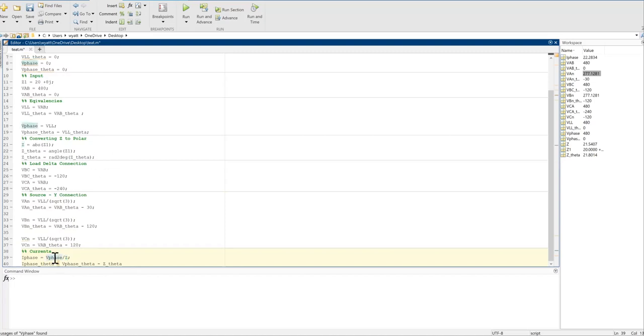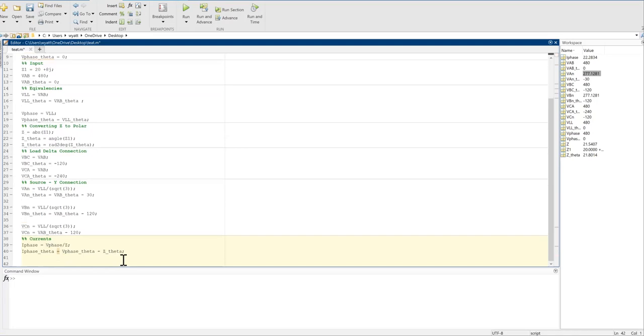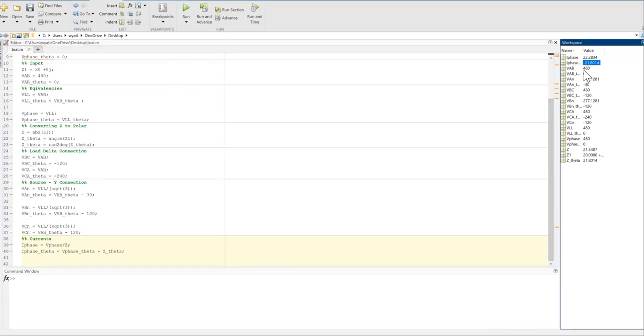So in this case, normally you'd have your V phase like 480, angle 0, and Z would be 21.54 with an angle of 21.8. And then you divide. So the V phase and Z would get divided, and our angles would be subtracted. So this is what we're doing here, just subtracting the angles. After that's done, we'll run it through to make sure it runs. As we see here, we got our V phase, and our angle is going to be negative because with respect to 0, our angle just becomes negative.